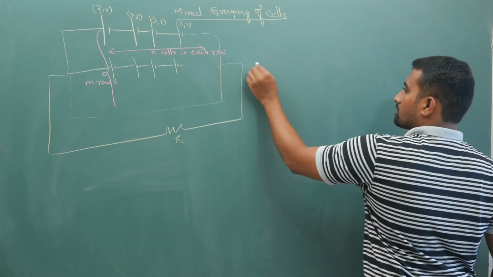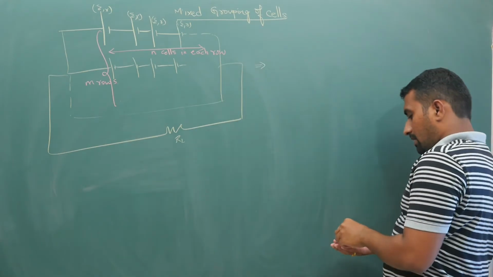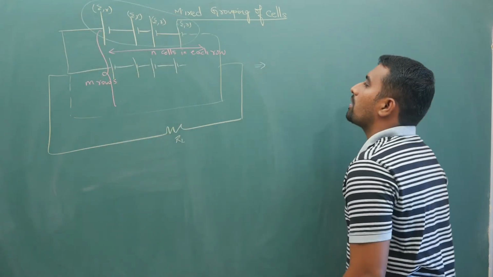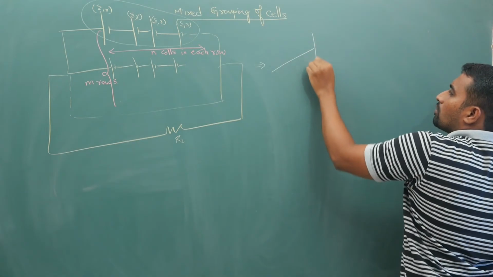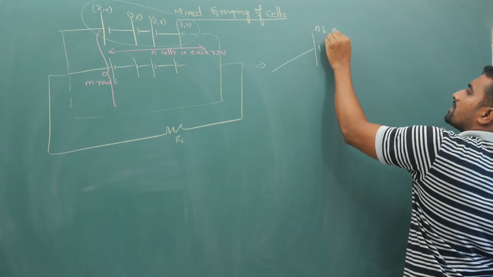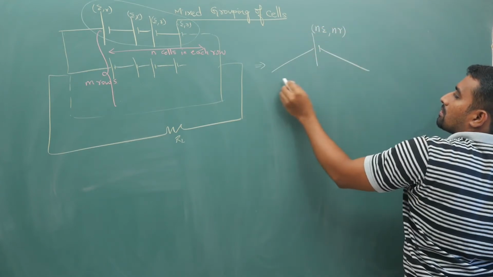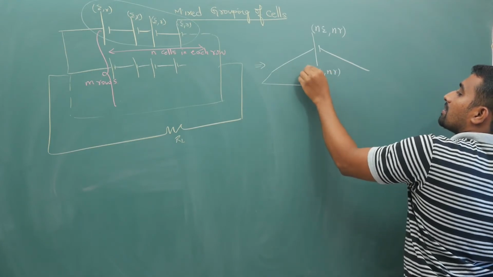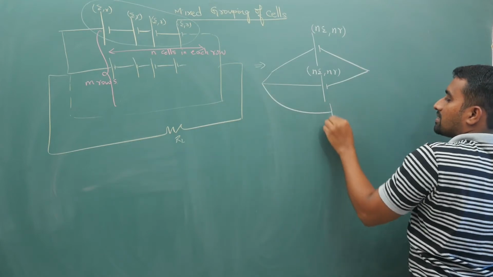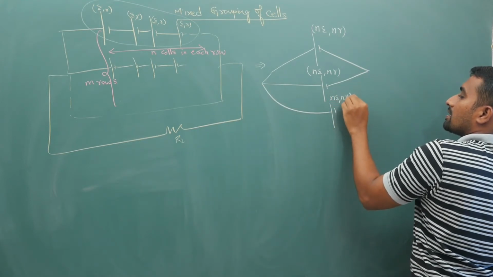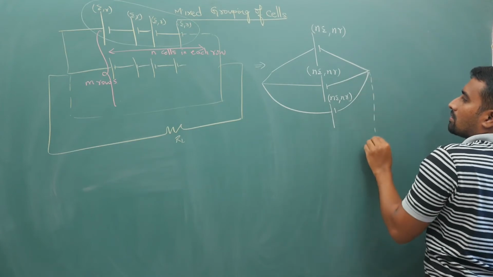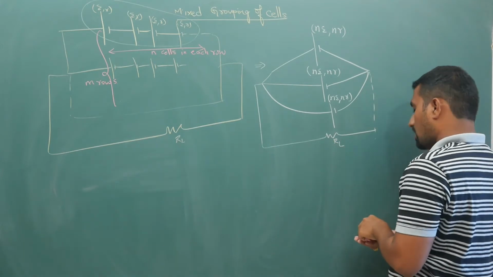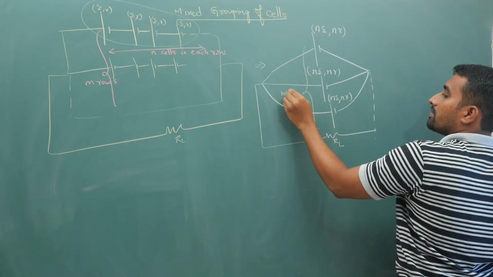Now here, the entire top part, because all of these are in series, we have seen the result for series. So I can replace it with a single cell whose EMF is NE and whose internal resistance is NR. For the second row, the EMF is NE and internal resistance is NR. For the next row also, the equivalent EMF is NE and internal resistance is NR, like this. Totally there are m rows, all identical.